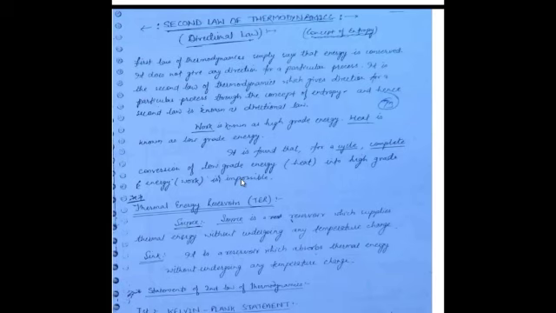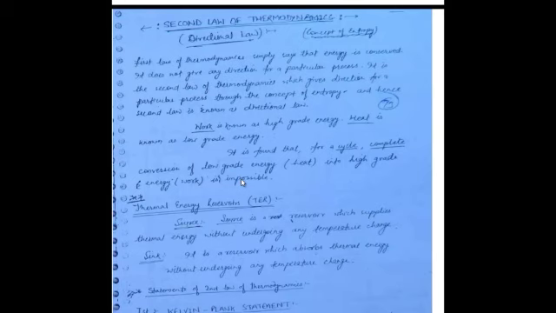So it is impossible to convert low grade energy completely into high grade energy. We can say this because we are saying that complete conversion of heat into work is not possible, and heat is a low grade source of energy and work is a high grade source of energy. That means complete conversion of low grade energy to high grade energy is not possible, right?